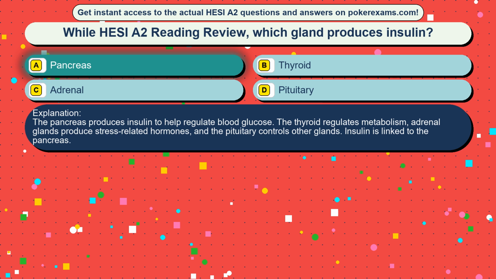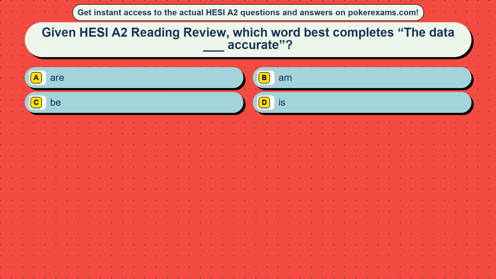The thyroid regulates metabolism, adrenal glands produce stress-related hormones, and the pituitary controls other glands. Insulin is linked to the pancreas. Question 18. Given HESI A2 reading review, which word best completes the data blank accurate?